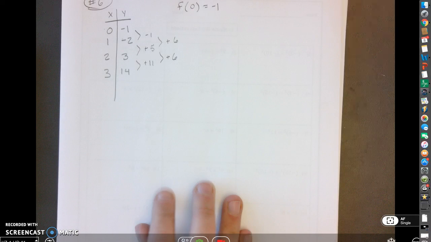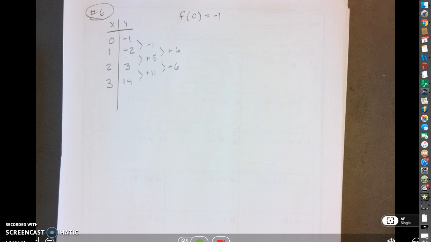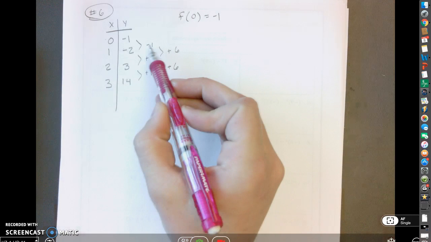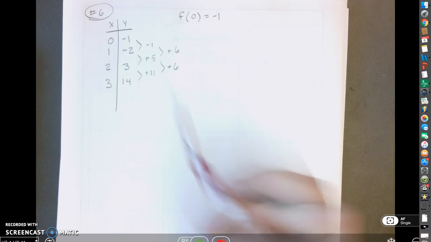All right, we are almost done. This should be getting a little bit easier. So problem number 6, here's your table. Here are your y's. I already found the first difference, and I found the second difference, okay?